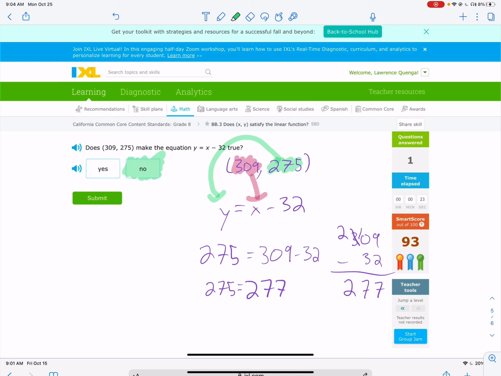So that is how you figure out if the point xy satisfies the linear function. You just take the point, plug it into the equation, and see if the two sides equal each other after you calculate out the equation.